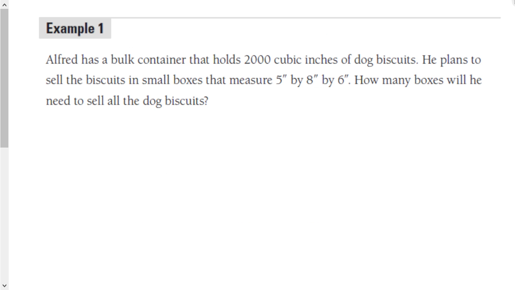Okay, so Alfred has a bulk container that holds 2,000 cubic inches of dog biscuits. He plans to sell the biscuits in small boxes that measure 5 by 8 by 6. How many boxes will he need to sell all of the dog biscuits?